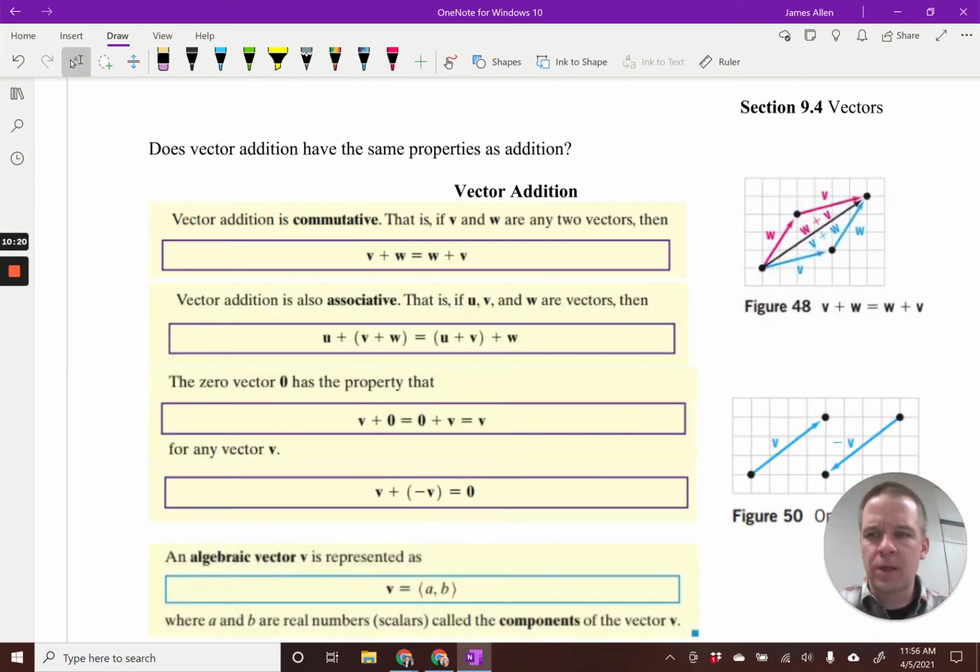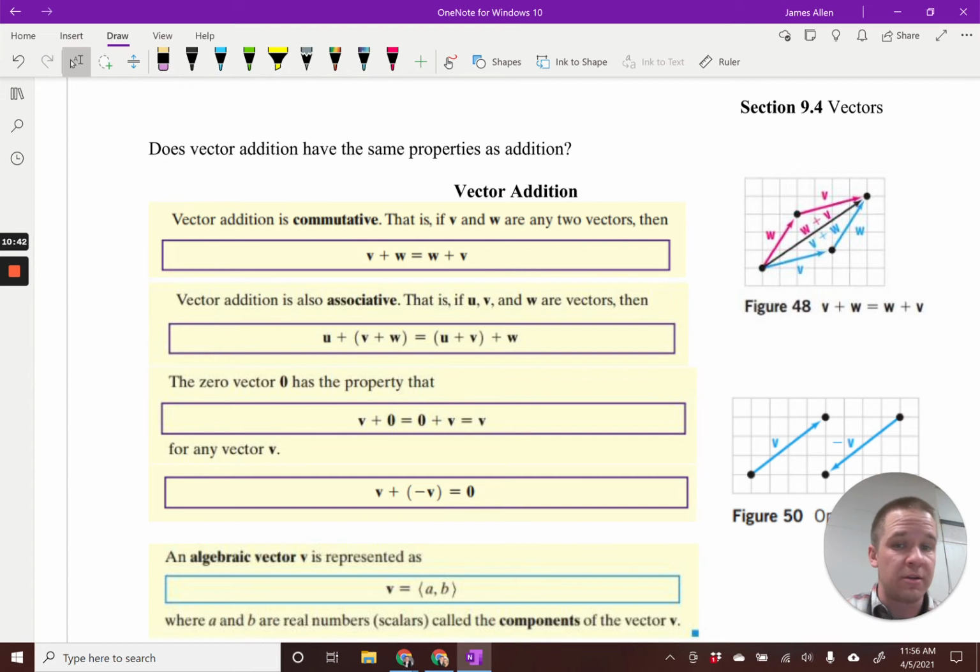So you may have been asking yourself, hey, does vector addition have the same properties as our usual addition that we've known since like second grade or whatever? But yes. So vector addition is commutative. Okay? v plus w is equal to w plus v. Notice those are bold letters. They don't need the little arrow.